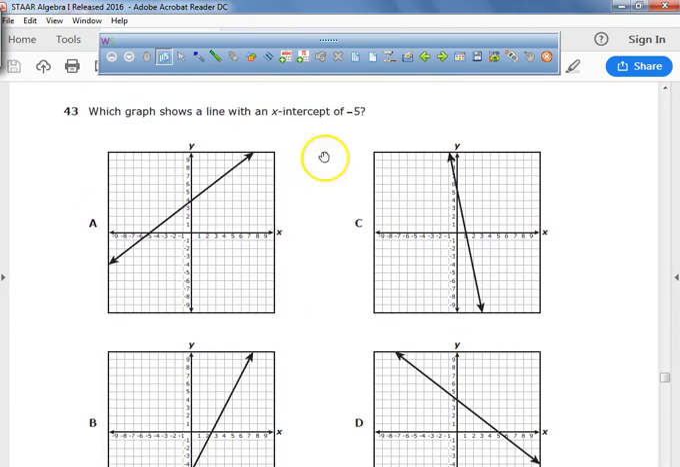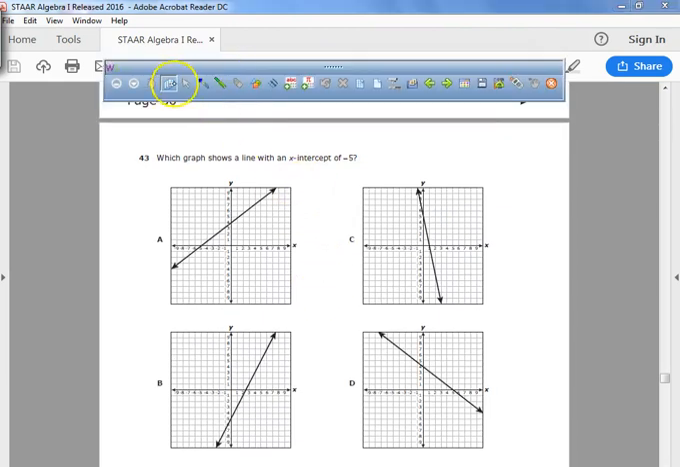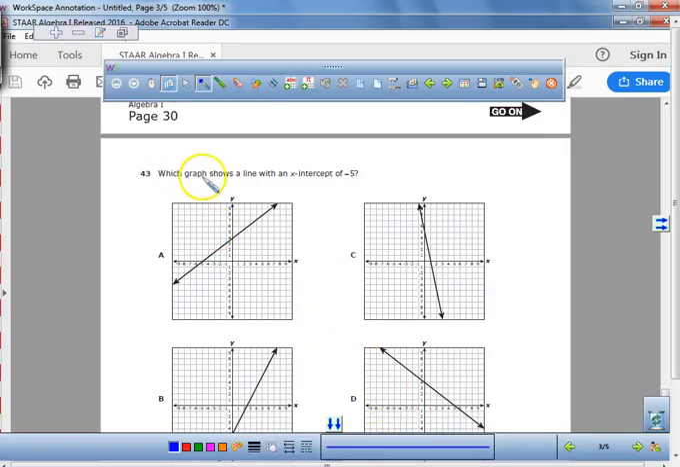Alright, everybody, this is not going to take long at all. This is one of those gimmies. Hopefully you get some gimmies like this. It says, which graph shows a line with an x-intercept of -5?